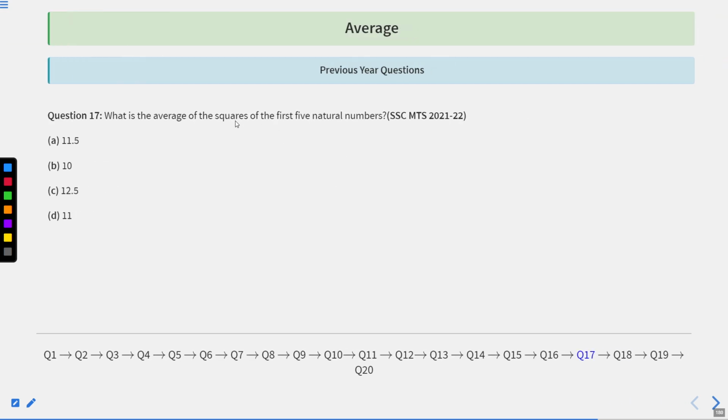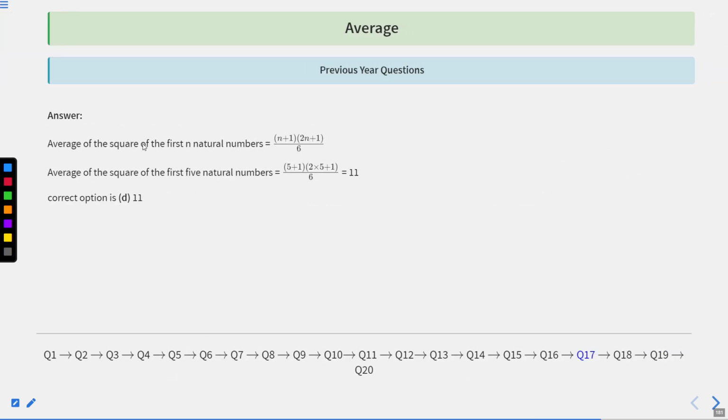What is the average of the square of first 5 natural numbers? So the average of the square of first n natural numbers is given by (n plus 1)(2n plus 1) upon 6. So this is a direct formula to compute the average of square of first n natural numbers, and this formula we have already discussed in the theory part.